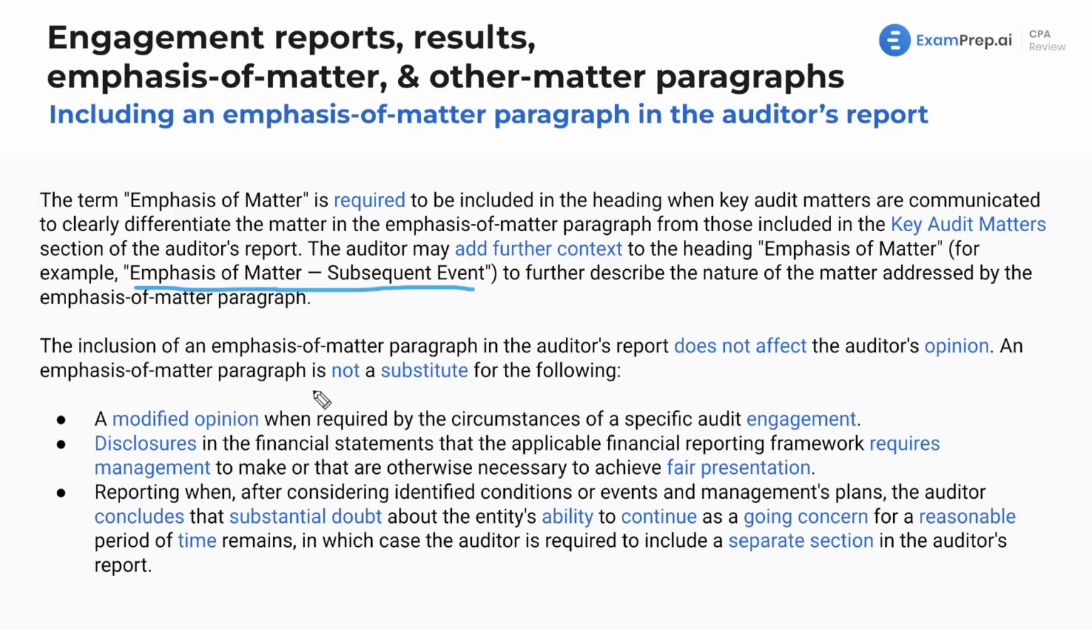An emphasis of matter paragraph is not a substitute for the following. Well, a modified opinion, it's not a substitute for that. That's the whole foundation of the engagement. Again, you're not going to say, oh, yeah, no, the financial statements are misstated just as an emphasis in that paragraph. Nope, that's a completely different report.